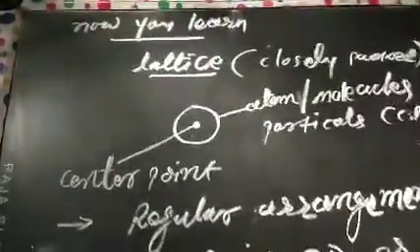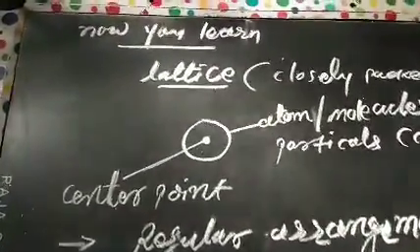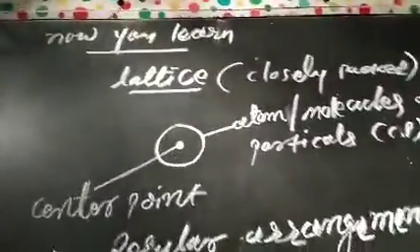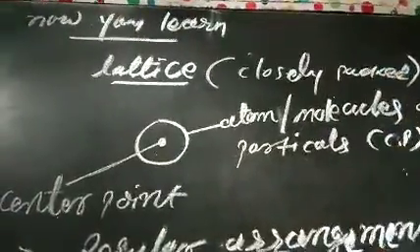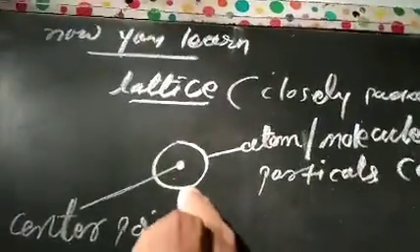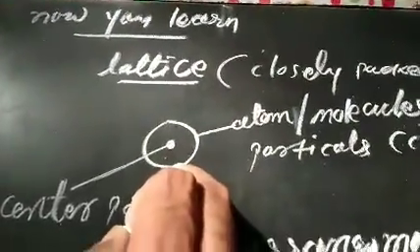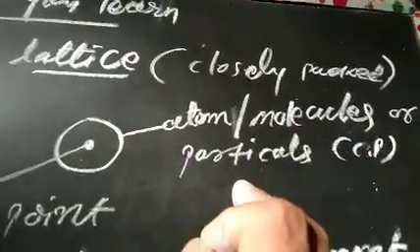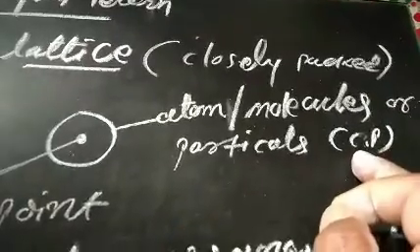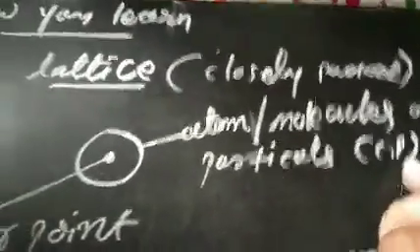Okay, students. Now we learn a new topic of this lesson. It is lattice. It is closely packed. Okay, so here suppose we take one atom in spherical shape. It is called atom, molecule, or particle. So here it is also called constituent particle.